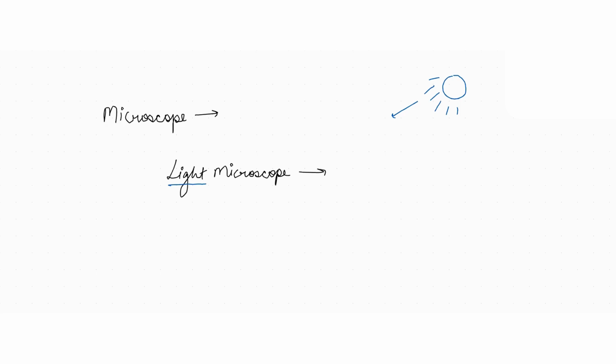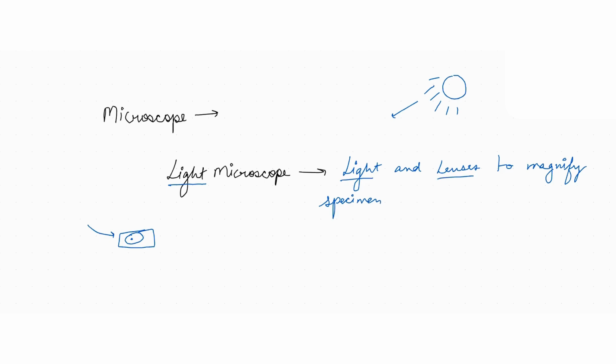What does it use? Light. And lenses to magnify specimen. What is a specimen, beta? Anything which you want to look out. For example, I'm taking a plant part to watch it under the light microscope. So I'm going to use light and lenses to see this particular specimen. I'm going to use light in light microscope.